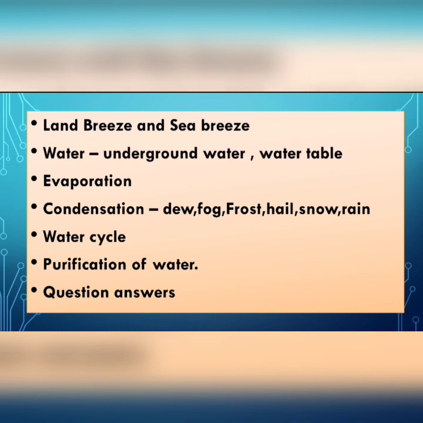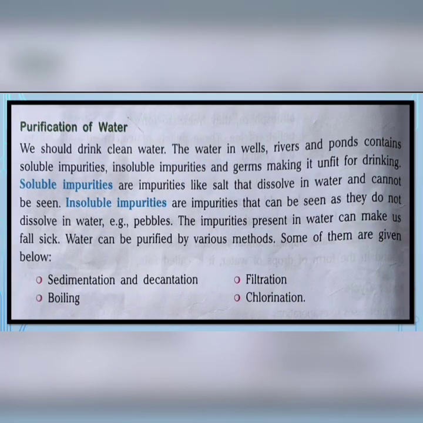After that, we discussed evaporation and condensation and different forms of condensation found in nature, such as dew, fog, frost, hail, snow and rain. After that, we also discussed the water cycle. Today, we will discuss the last topic of this chapter, which is purification of water. And after that, we will discuss some of the question answers of this chapter. So, let's start with purification of water.